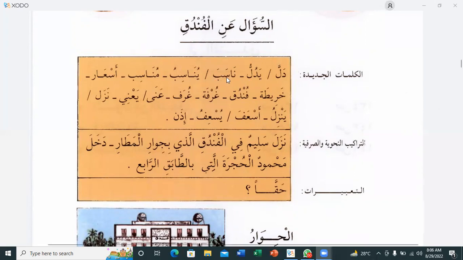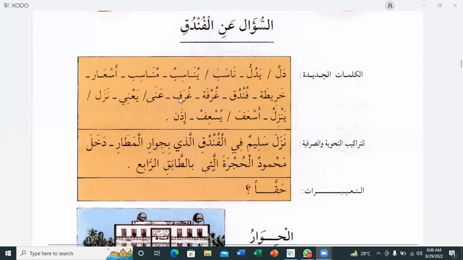Nasaba, yunasibu, munasibun. Nasaba is fele mazi, yunasibu is fele mudare, and munasibun is the masdar of nasaba yunasibu. So munasibun means suitable. As'arun, price. Kharitatun, map. Funduk, hotel. Ghurfatun, room.